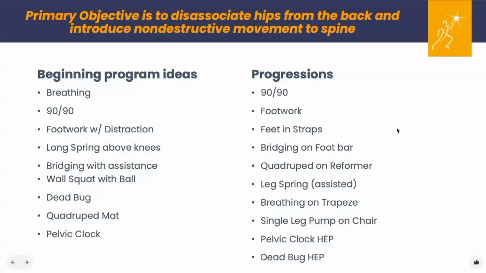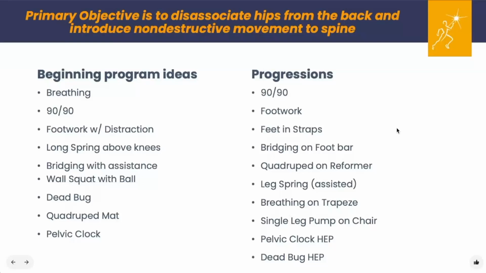Starting off just with some breathing exercises on the mat, inhaling, exhaling, things that she can do at home. 90-90 on the trapeze table, great disassociation exercise. Footwork with distraction. So I have a special belt. It's a traction belt that we made that we put around the waist, and it has a spring that comes down below the foot bar. So when she's pushing out on the foot bar and loading her back, we're unloading the L4, L5 with a traction belt. So it works great to start building her confidence back up to be able to load and do movement with her legs while we're doing distraction of the low back.